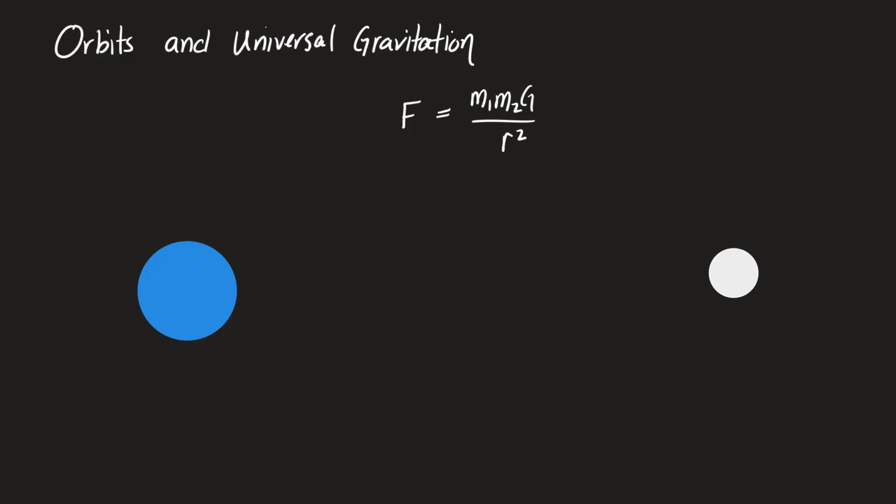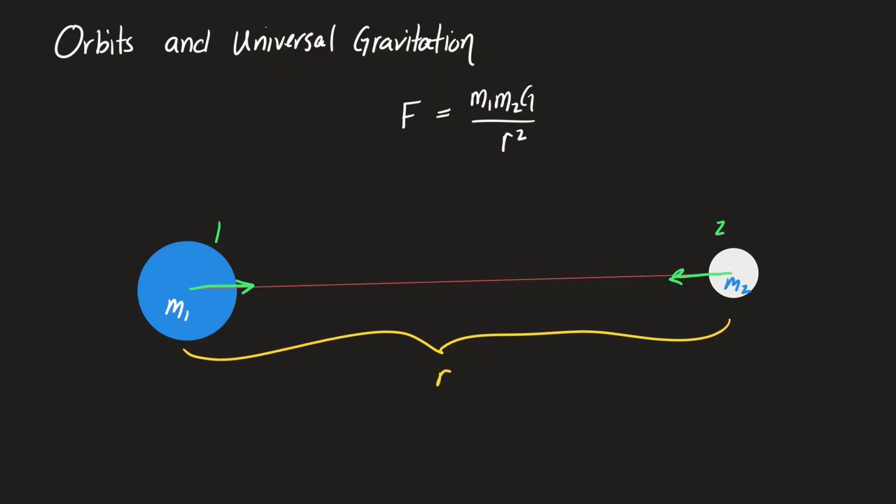That force of attraction will lie along the line connecting them. So if I connect their centers, there will be a force on planet 2 from planet 1, or object 2 from object 1, and there will be a force on object 1 from object 2. These forces are equal and opposite. They represent a Newton's third law pair. The size of that force will depend on the mass of object 1, the mass of object 2, and their center-to-center separation distance.